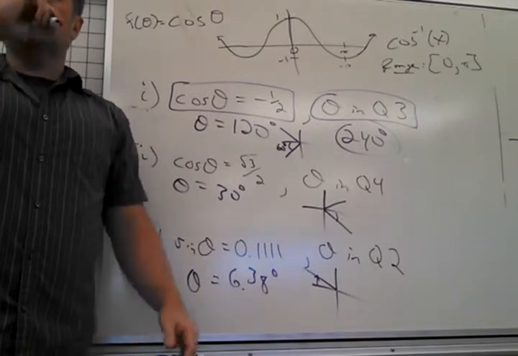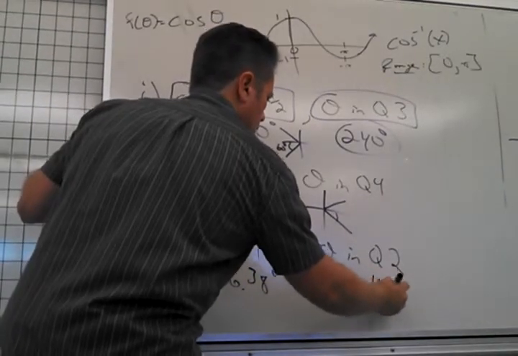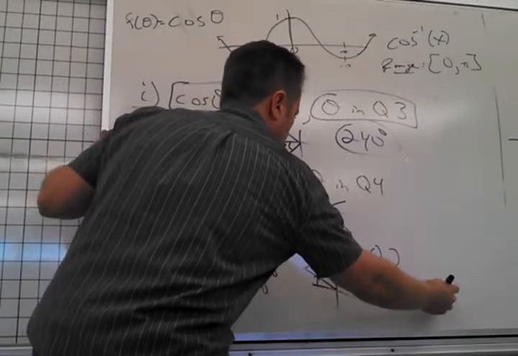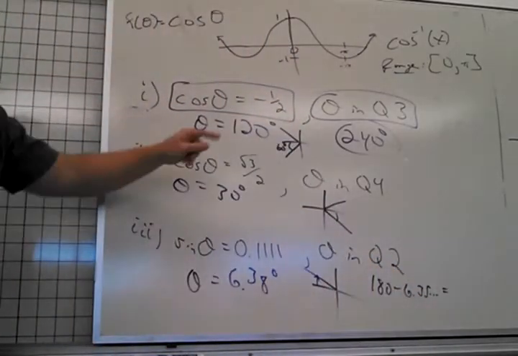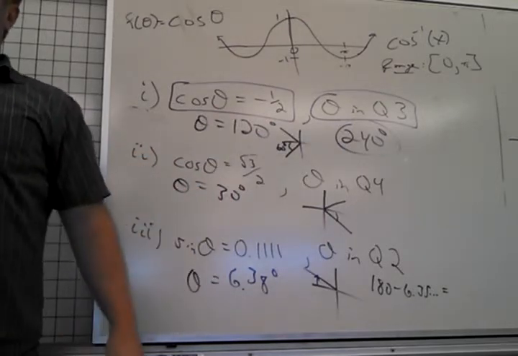So when it comes to that sine, what if you did it in radians? Then it would be pi minus whatever you got. That's pi minus the approximate decimal.